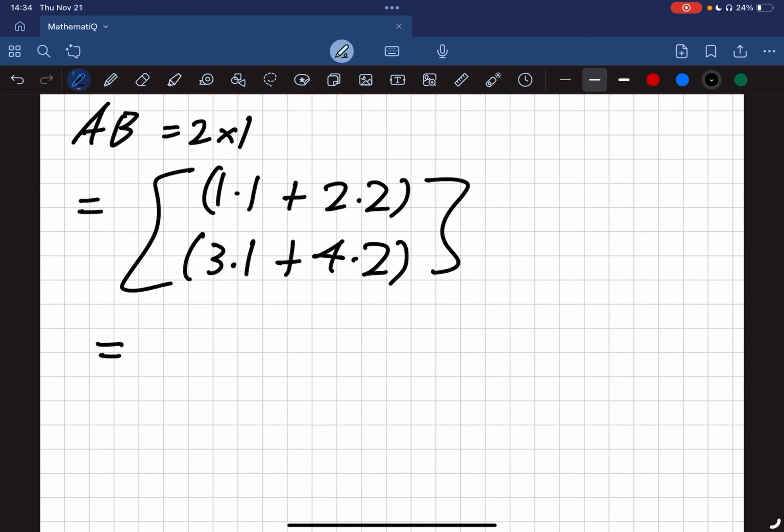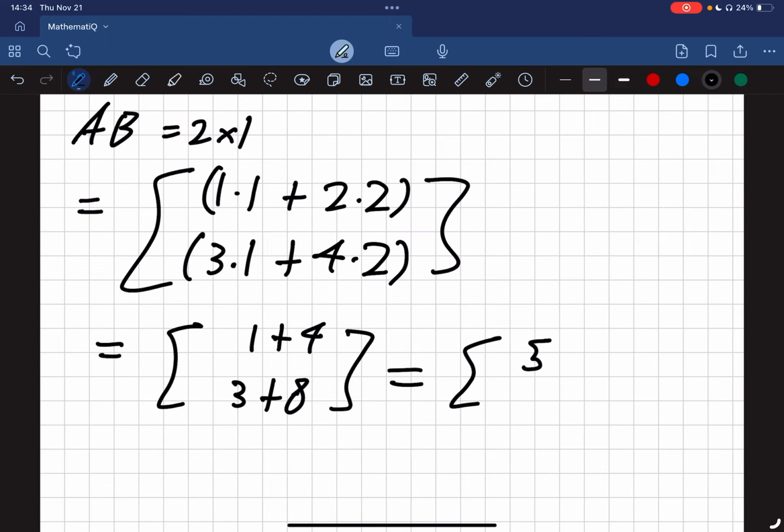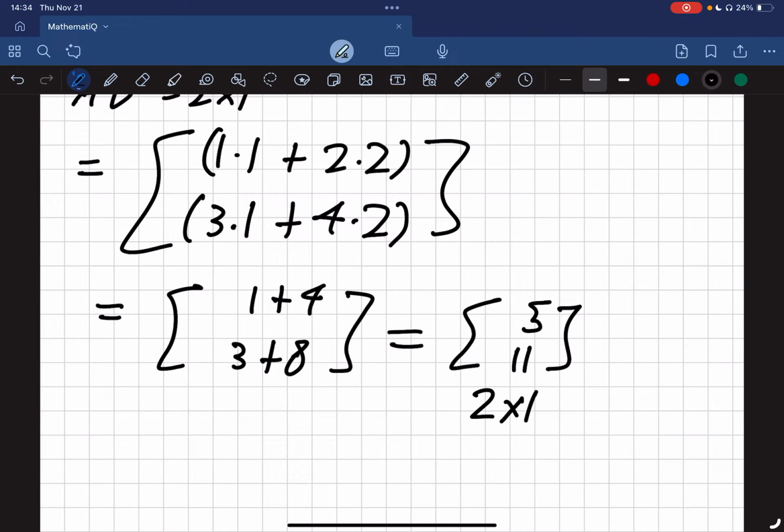So if we go ahead and solve this, just do the addition. You get 1 plus 4 and 3 plus 8, which is 5, 11. And this is a 2 by 1 as we predicted.